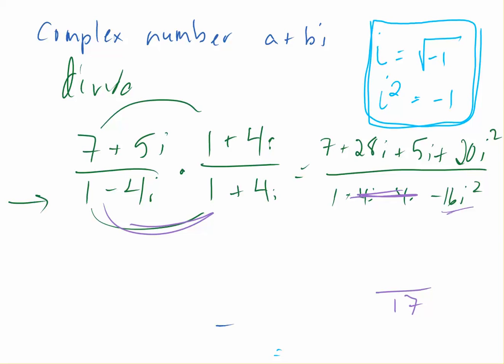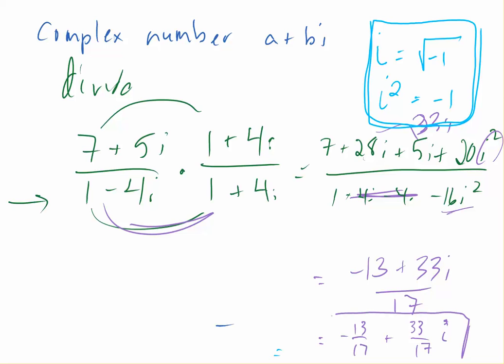Okay, on the top, we get 7 plus 28i plus 5i, that's 33i. Remember, i squared is negative 1, so 20 times negative 1 is negative 20 plus 7. So we get negative 13 plus 33i all over 17. And we can separate this a bit to get negative 13 over 17 plus 33 over 17i. And that's our final answer in the form a plus bi.